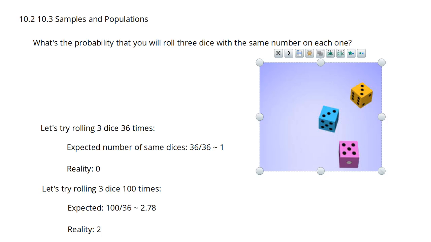Okay, welcome back to 10.2. Not 10.3, just 10.2 for now. We'll do 10.3 later. 10.2, samples and populations. The reason I'm combining this into one slide, I guess you could say, is that 10.2 and 10.3 are pretty much the exact same thing. It's just categorizing what's a sample, what's a population, what's a frequency, what's a parameter, what's a statistic, right? So that's what we're going to be talking about today.